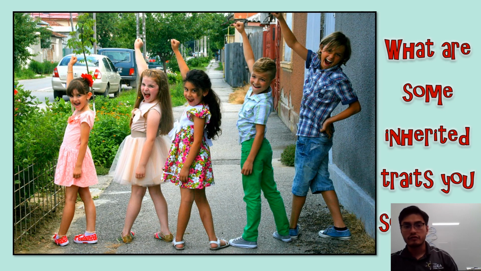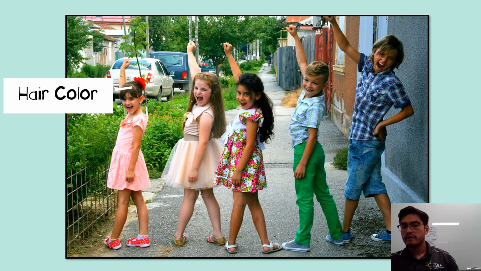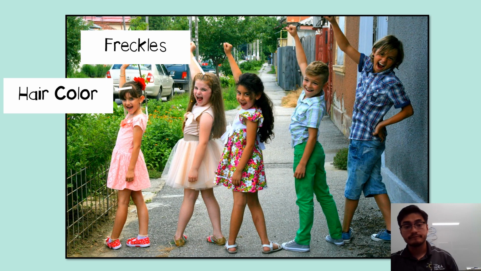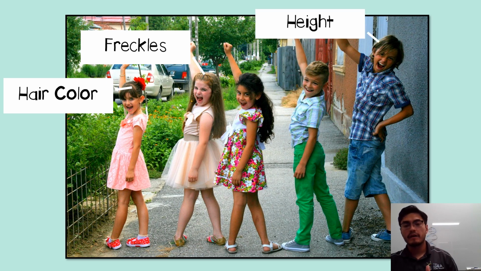Alright, so now that you have jotted down those inherited traits, let's see if some of the ones that you wrote are included here. So, if you put hair color, awesome job. Freckles, which were a little bit difficult to see here. Height, although you can't really tell height yet because they're not fully grown. You can't really tell if height was inherited until they're fully grown, and you can compare and see if they're similar heights as their parents.